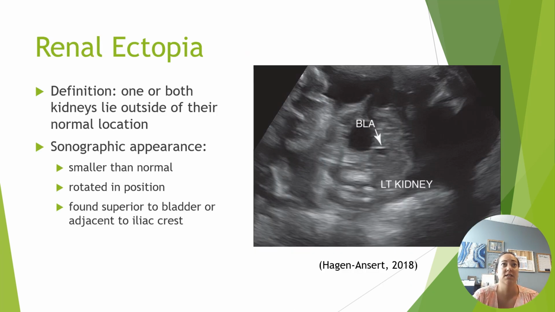Renal ectopia is when one or both of the kidneys are outside of the flank or normal position. On ultrasound, these kidneys can be a little bit smaller than normal or rotated in that displaced location. Usually they're a little bit superior to the bladder or adjacent to the iliac crest. So if you don't see a kidney in the typical renal fossa location, you want to go down towards the bladder pelvis area. Here we see a bladder and then a kidney just adjacent to it. This is a 23-week fetus where there was no kidney identified in the left renal fossa, and then they moved into the pelvis and noticed that left kidney was in that pelvic area.